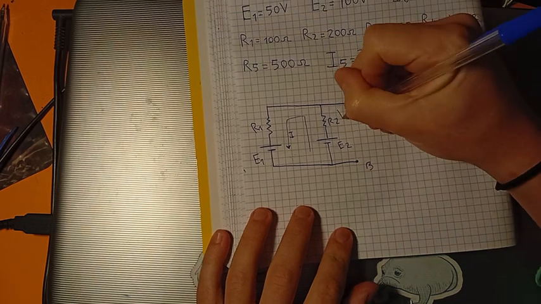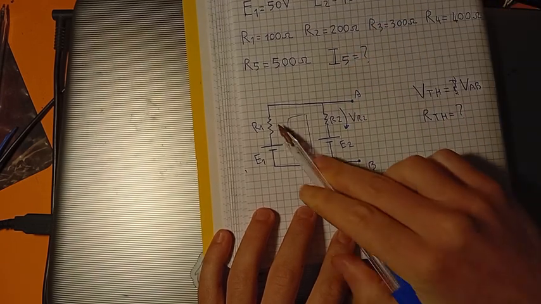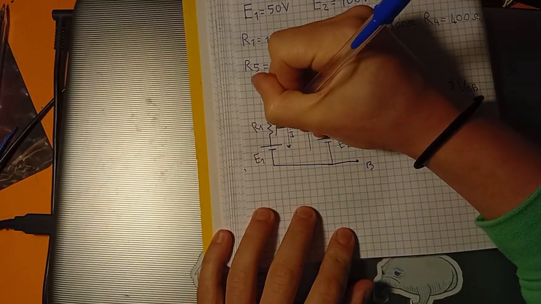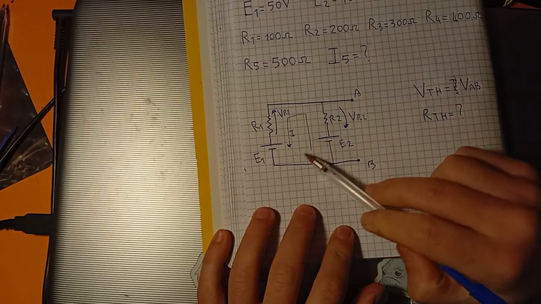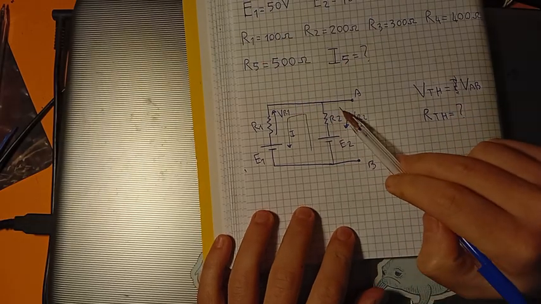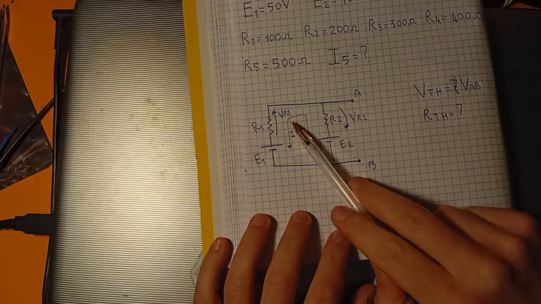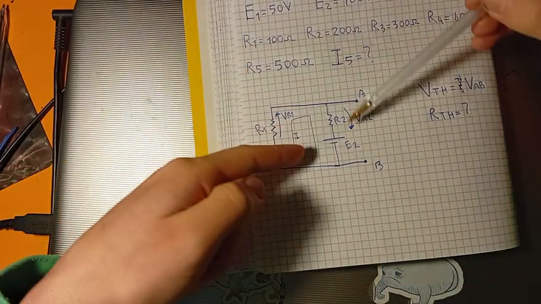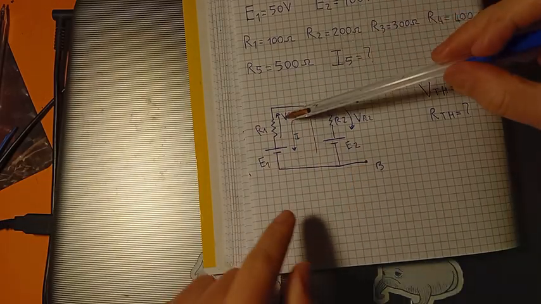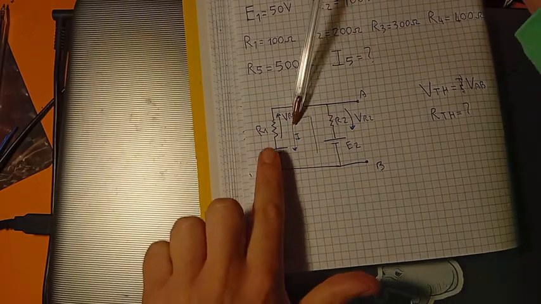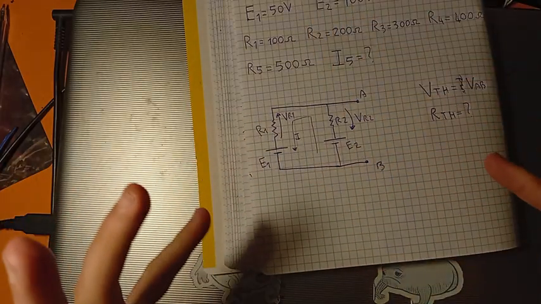I will have a voltage drop here on this resistor VR2 and another voltage drop here on this other resistor. The voltage drops on the resistors have the opposite direction of current. If current flows this way, the voltage drops are in the opposite way. Current this way and voltage drop this way. Here, current goes this way and voltage drops this way. So I will have this.